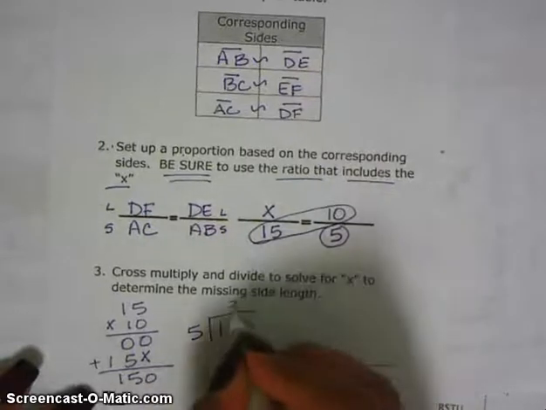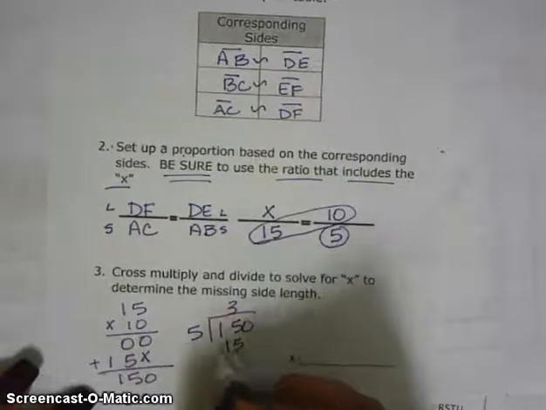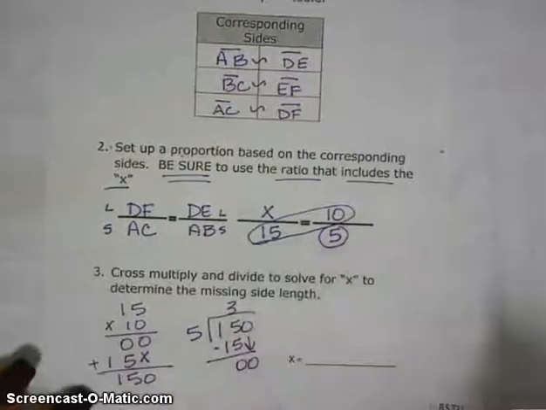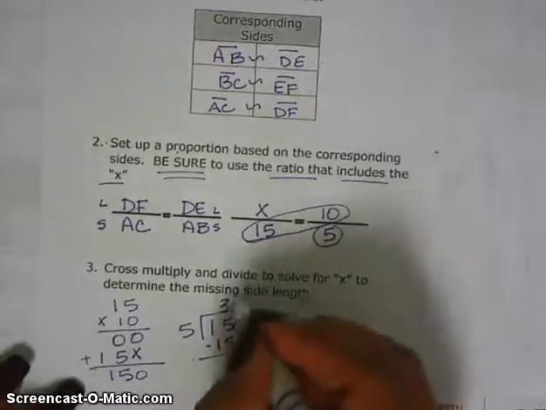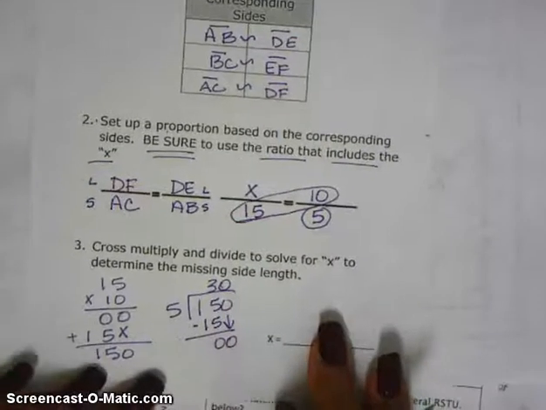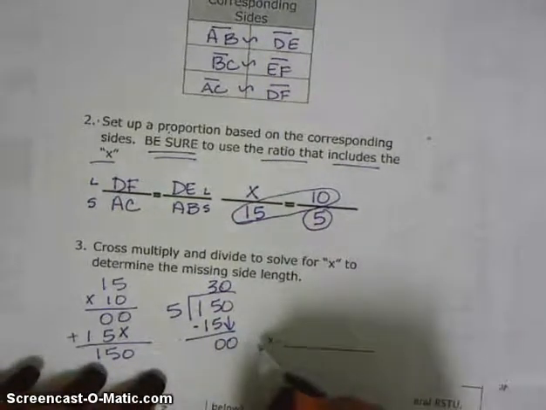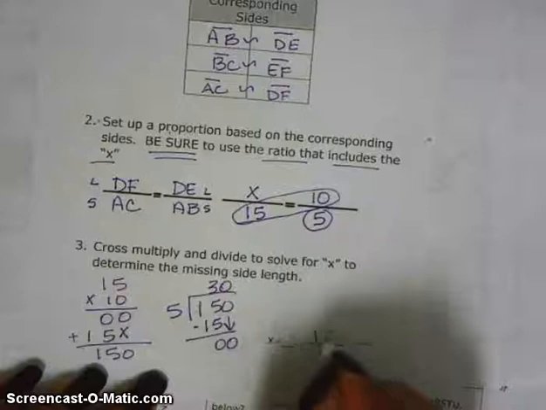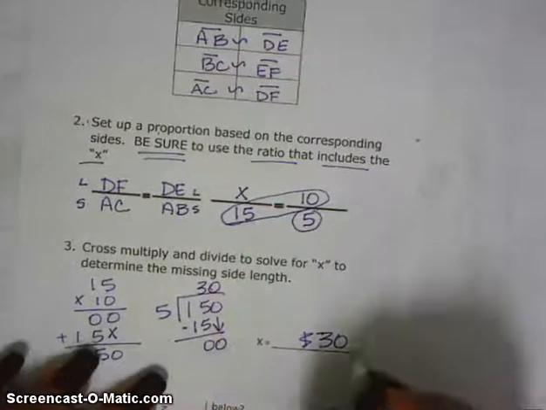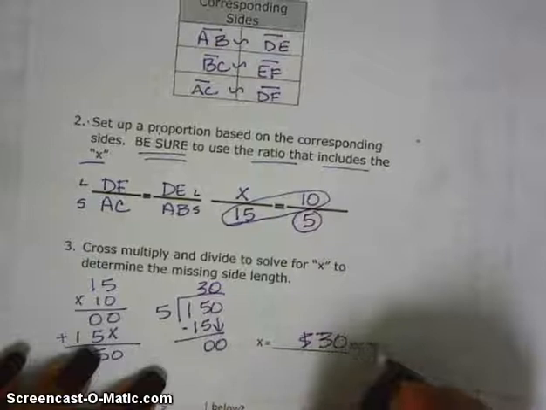5 goes into 15 3 times. When I multiply, I get 15. When I subtract, I get 0. But I still have a 0 that needs to come down, so that means that I have a 0 in the quotient. Okay, so my answer, X, my missing side length, is actually 30. And we don't have any units, and so it would just be 30 units.